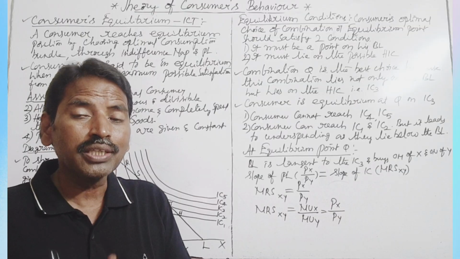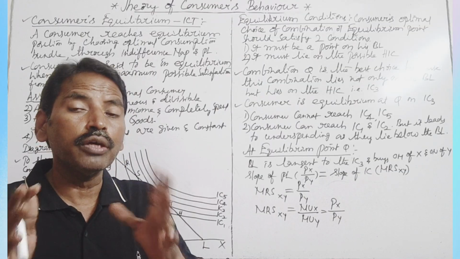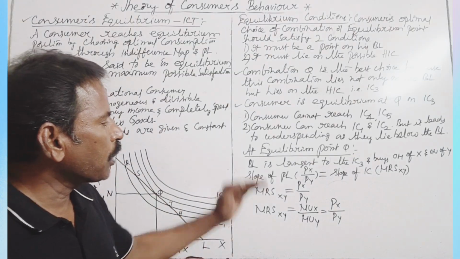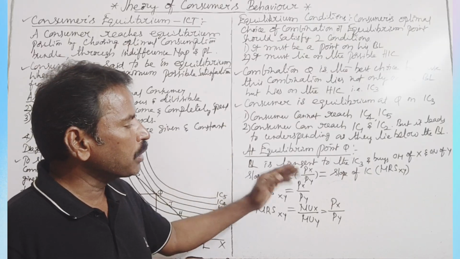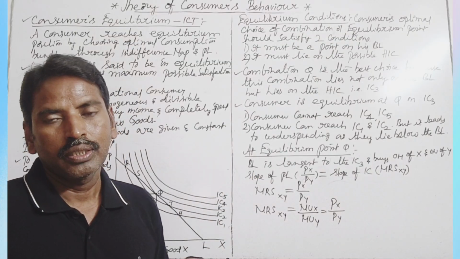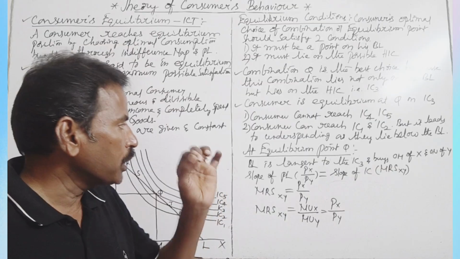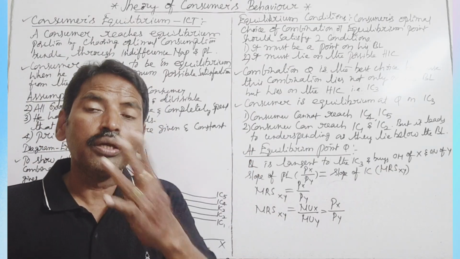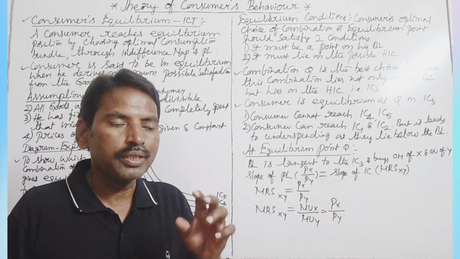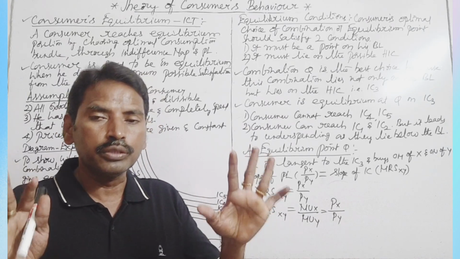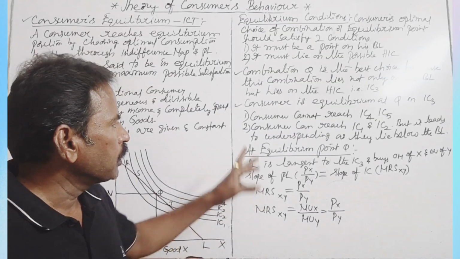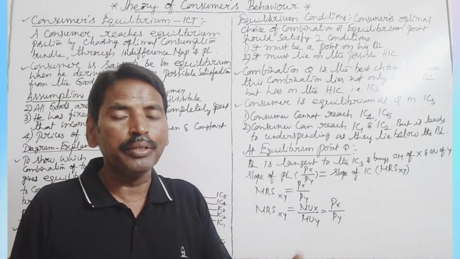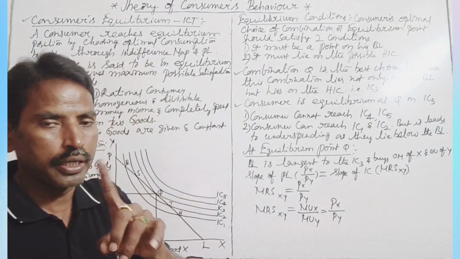That means surplus amount of money income is available with the consumer. That is called underspending. So consumer can't stay on IC1 and IC2, because that is underspending. Attainable, not desirable, because surplus amount of money is available with the consumer. At the same time, consumer cannot reach IC4, IC5 because his money income is limited.